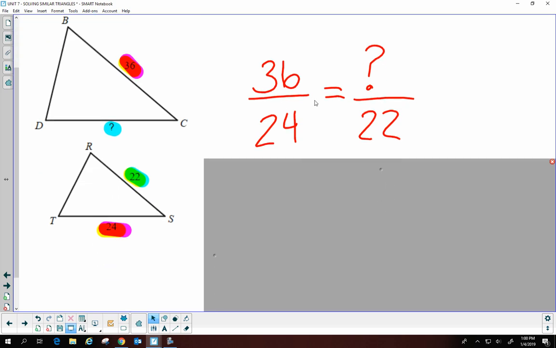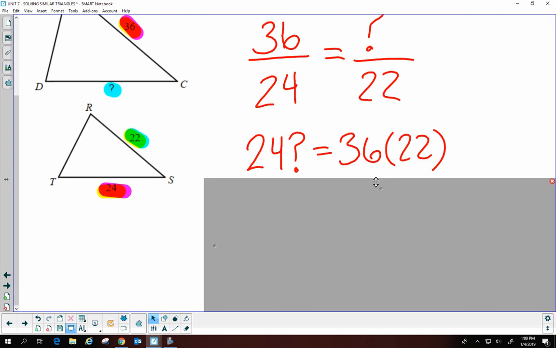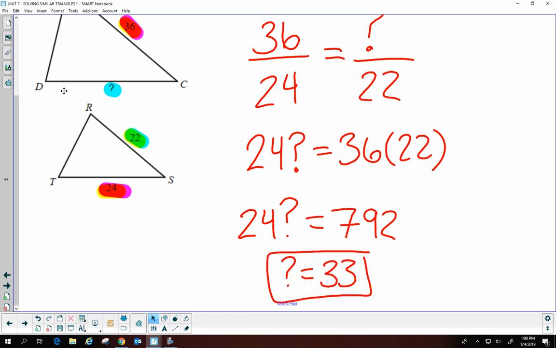We'll cross multiply and do 24 times question mark equals 36 times 22. Simplify that multiplication on the right. Divide by 24 on both sides to figure out that side DC in this triangle is 33 long.